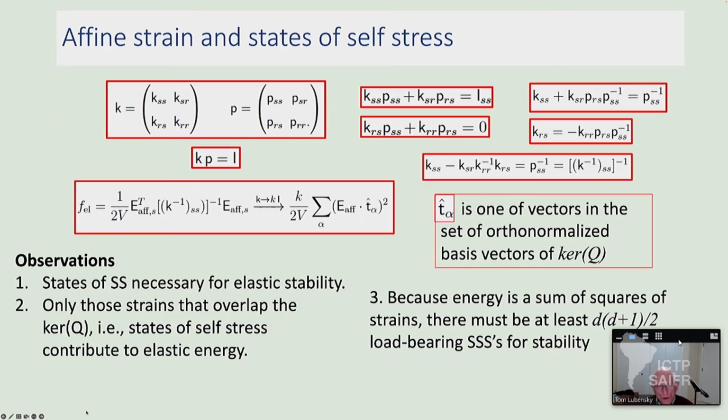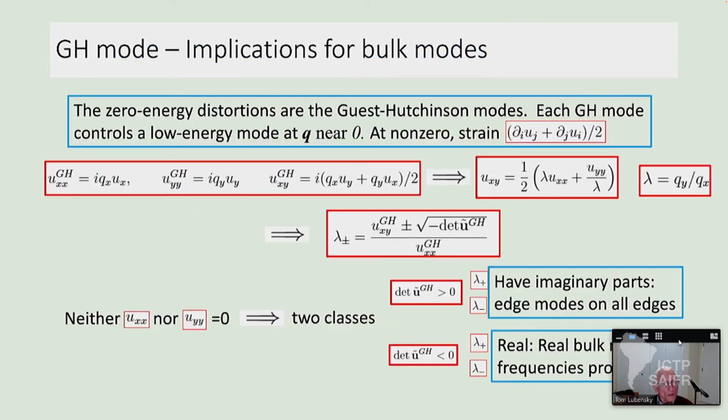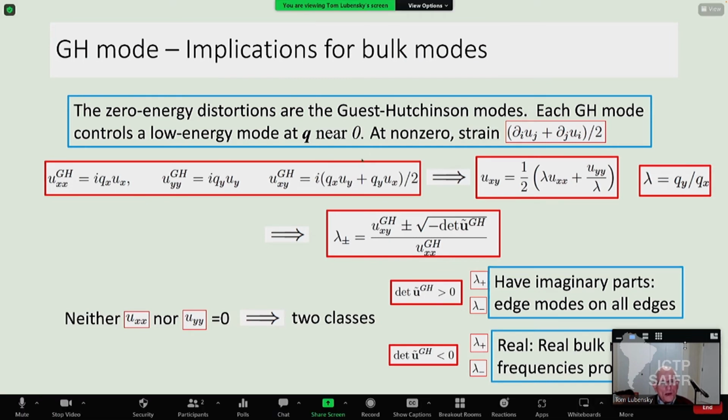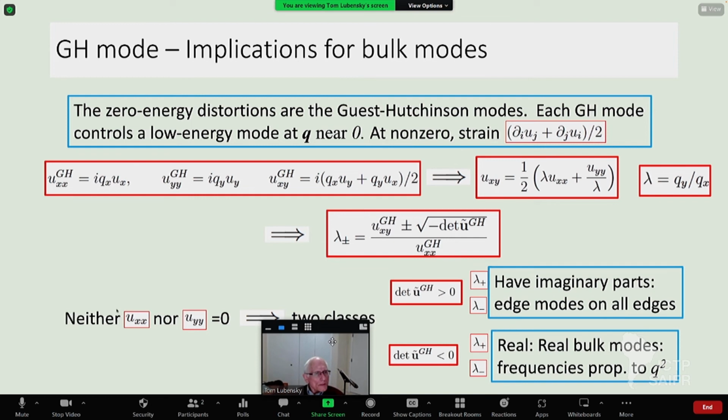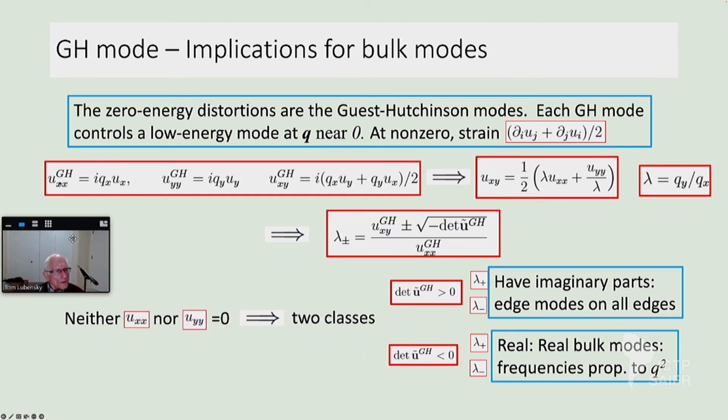Okay, but anyway, we've now got that there have to be 3 zero Guest-Hutchinson elastic distortion modes in 3 dimensions and 1 in 2 dimensions. Now, that tells us something about the zero modes of the bulk, because if I go to the bulk with Q slightly larger than 0, the UXX becomes iQX, where Q is, of course, the wave number. The UYY is iQY, and the XY component mixes the two.